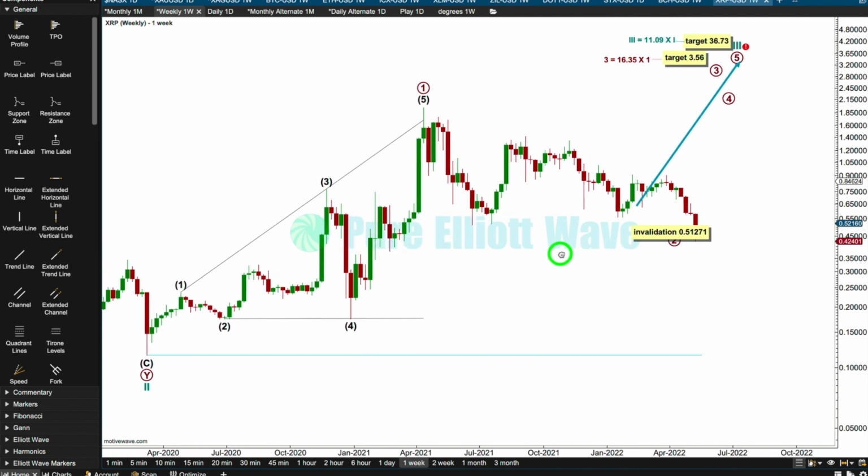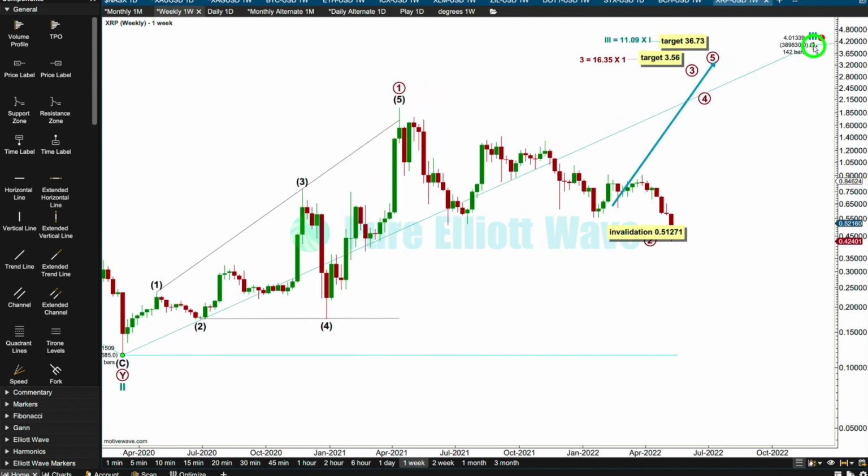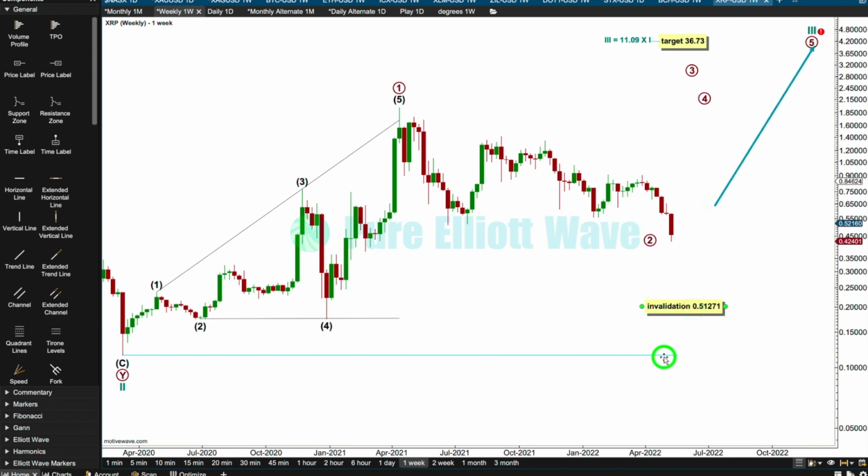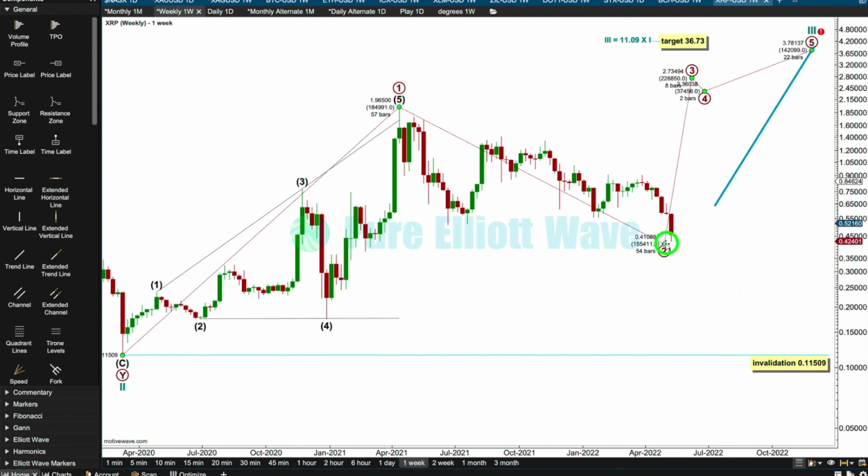Okay, so I think XRP is probably continuing with a second wave correction at primary degree. I have to get rid of the target for primary 3 because if I don't know where 2 has ended, I can't know where 3 begins, so I can't calculate a target for 3. So my invalidation point is going to be down here, 0.11509.